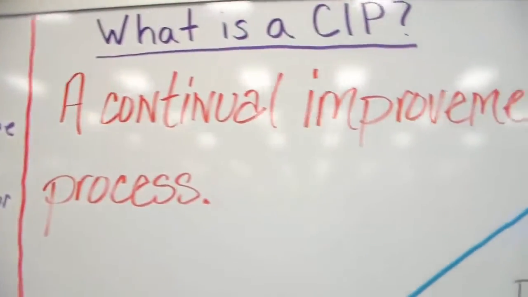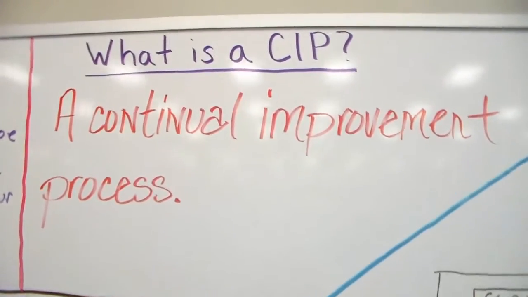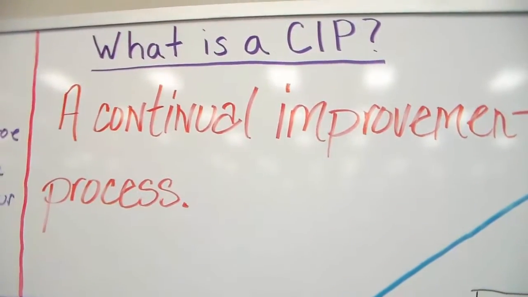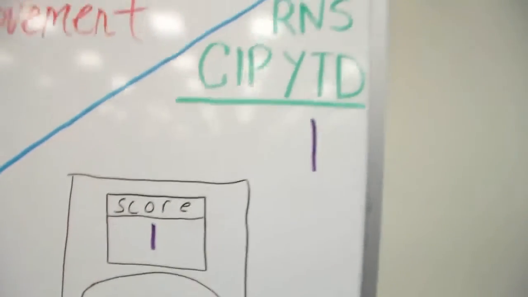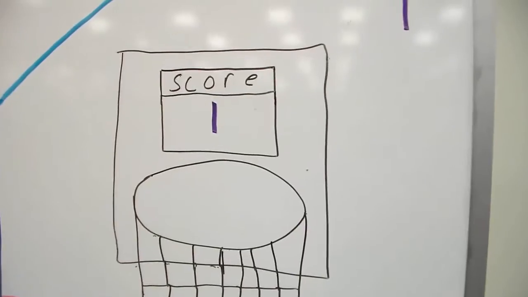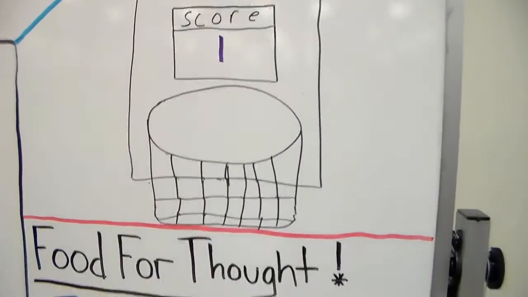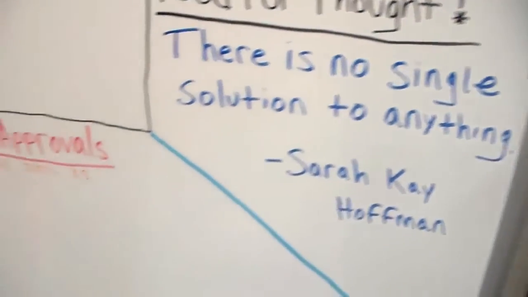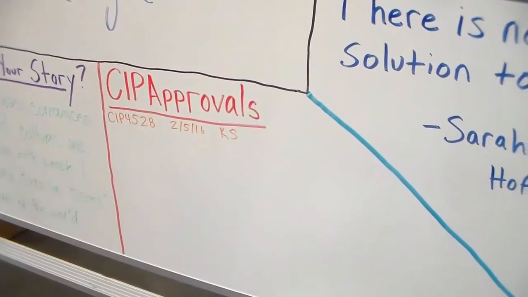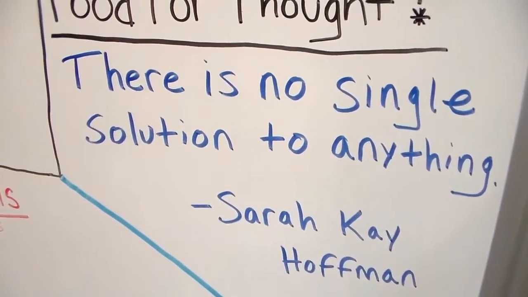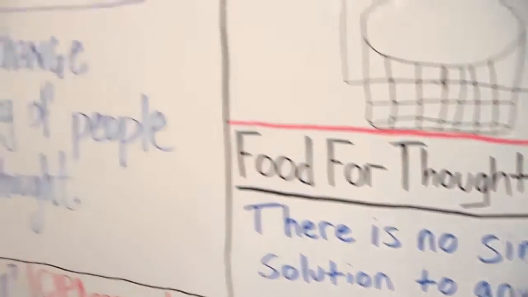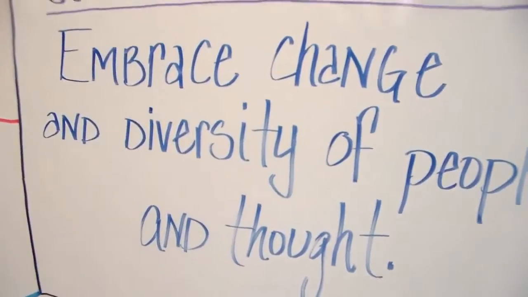And then what is a CIP? We want to make sure that everyone has a clear understanding of what that looks like and how to submit one. We're keeping a rolling score of all of our CIPs submitted for the year. Down here we have our approvals in this section, so all the CIPs that get approved go in this section. And last, we have our food for thought, so it's a quote of the month that ties back to the core value of the month. That's where it starts and ends, the core values. Awesome job, Ashley. Thank you so much.